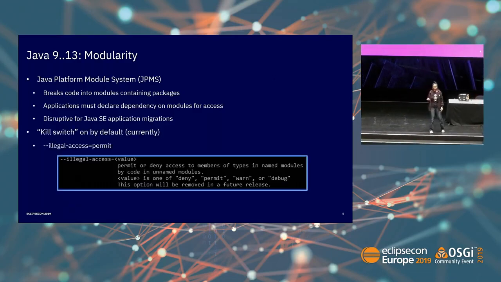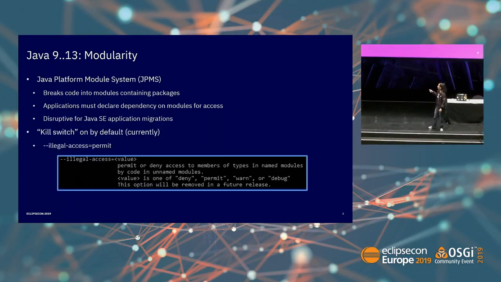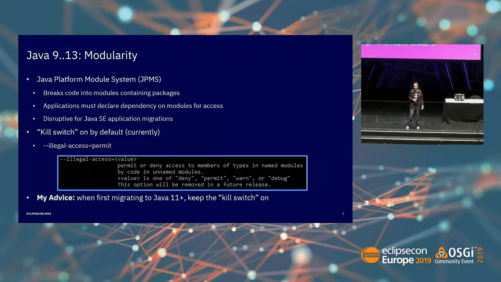Luckily, there is a kill switch and it is on by default. It's the illegal access property and is set to permit right now. I wanted to show what you see when you print out the information, because it says it will be removed in future releases. So it's not going to be there forever, but you can take advantage of it right now while you're migrating. Usually what I tell people is keep the kill switch on, do your migration, take care of all the other stuff that got removed, and then you can turn on modularity. You can start breaking up your application if you want to, and so on and so forth.